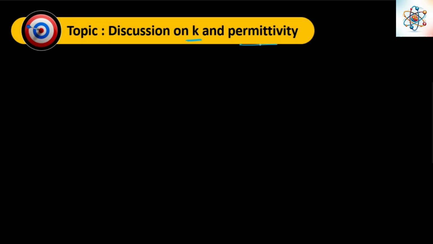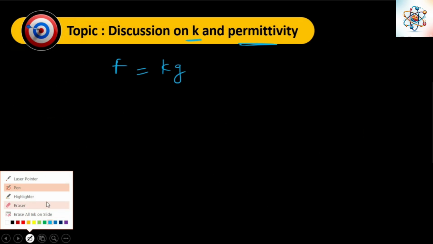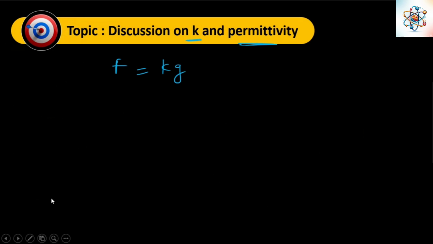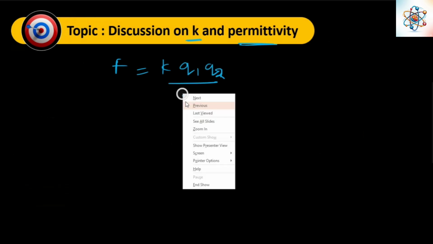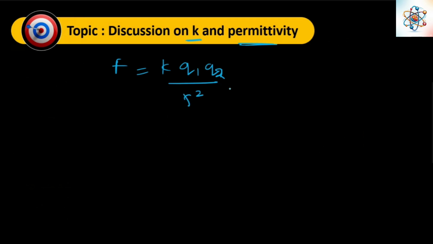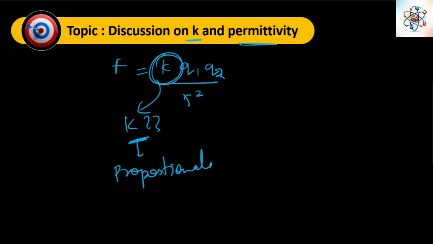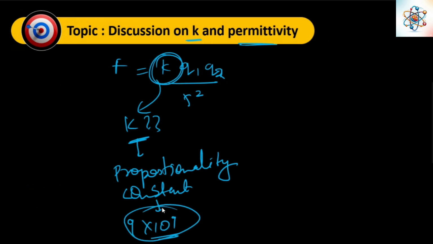Discussion on K and permittivity. In the relation, we have seen that there is K Q1 Q2 by R square. Q1 is the magnitude of one charge, Q2 is the magnitude of the other charge, and R is the distance between the charges. But what about this K? What is this K? This is called the proportionality constant, and this constant has a fixed value of 9 into 10 to the power 9. This value was found through many experiments done by Mr. Coulomb.